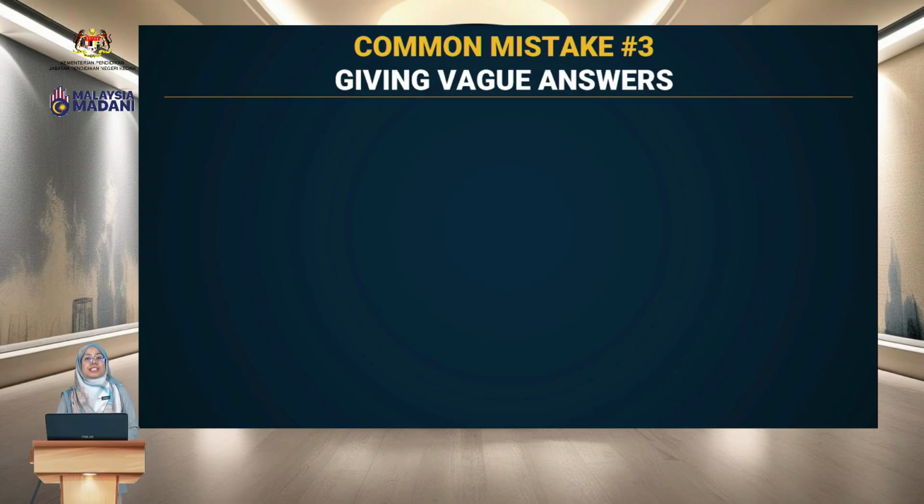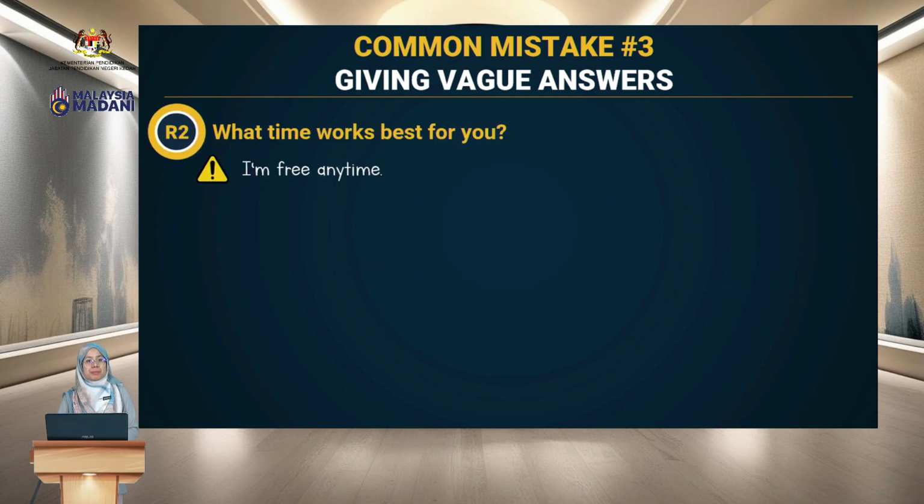Vague means not clear. So for example, for R2, you are asked for a time and you answer, I'm free anytime. So you keep wondering, so what time? Or, we should meet in the morning. You know that morning starts from 12:01 a.m. until 11:59 a.m. So when is the time?